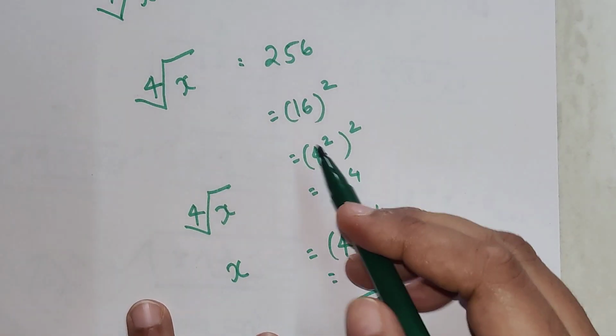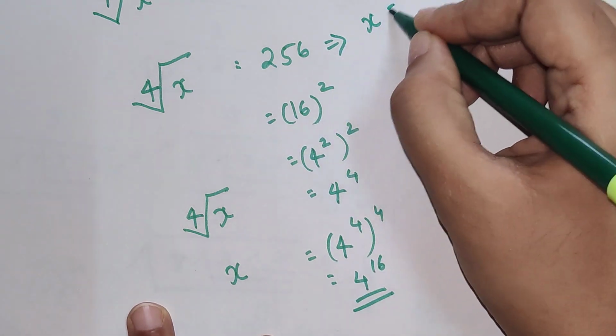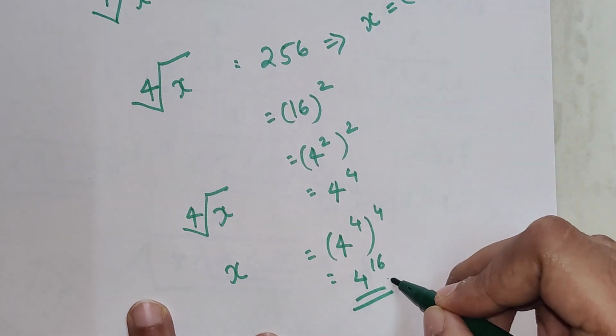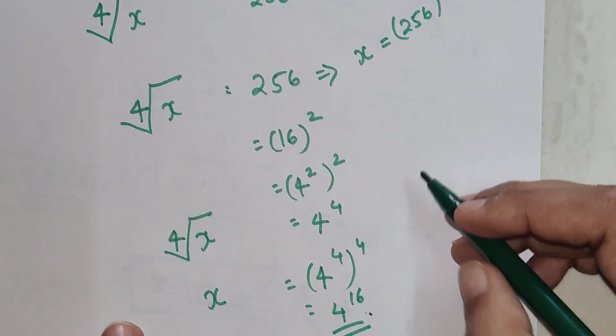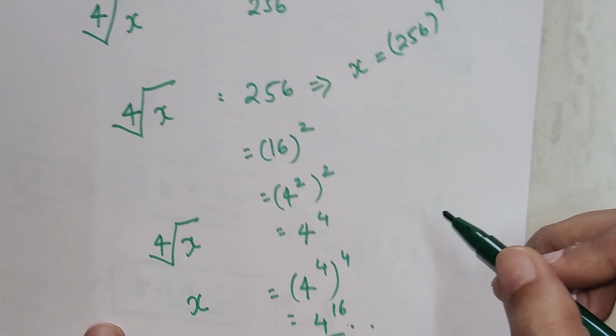Here you could have also written it like this: your x would have now become 256 raised to 4. I'm giving you this option because sometimes in your options this is not given and this is given. So both the values are considered.